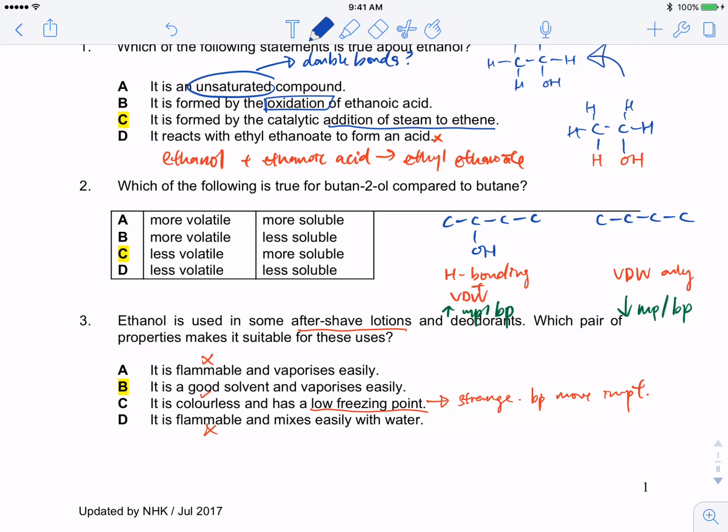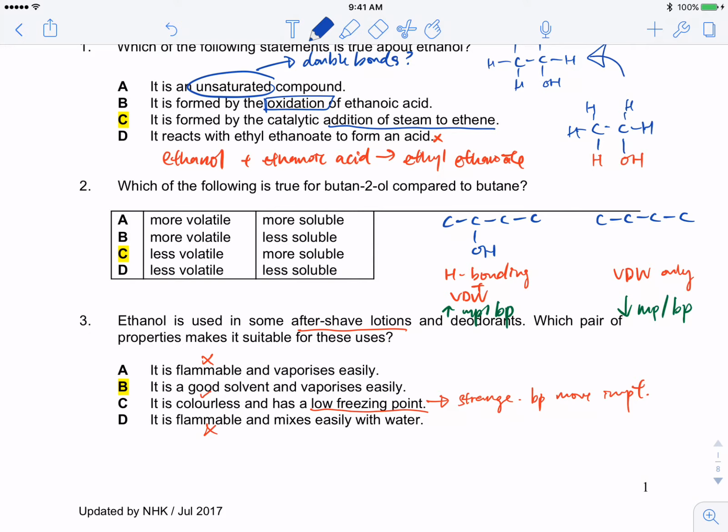Question 5. What conversion does the process of fermentation involve? Okay, this is the anaerobic respiration when we are converting glucose to carbon dioxide and ethanol. Okay, this is to release energy. Answer is D. This is just a recall question. Nothing much to go through.